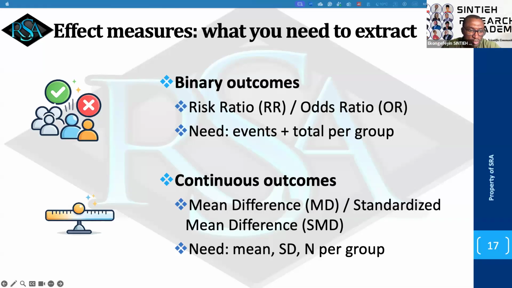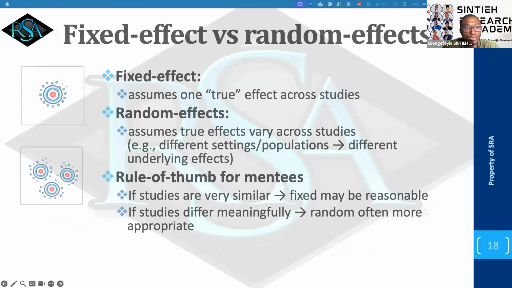But that's it. Yes, so effect measures: we have binary outcomes, where you have risk ratio and odds ratio, and then you have the standardized mean difference for continuous outcomes. Just three things you need to know: one, two, and three. That's it. So very simple.